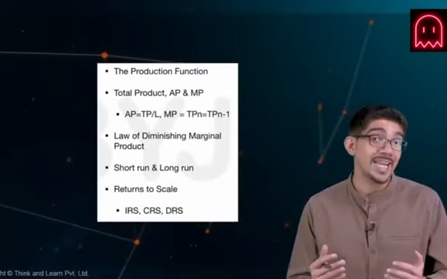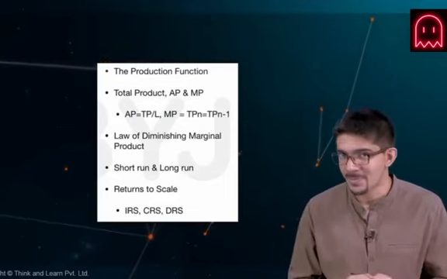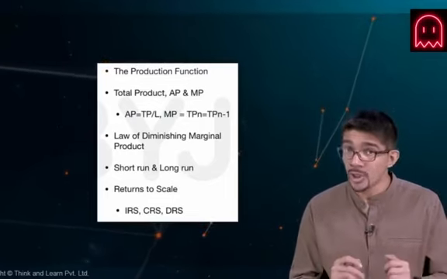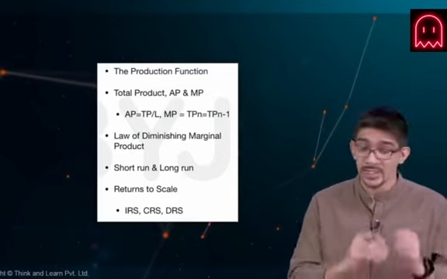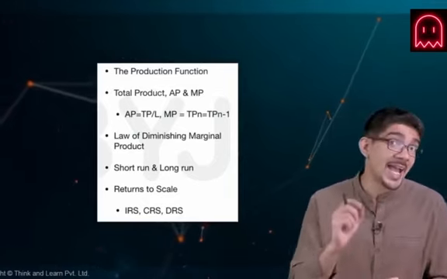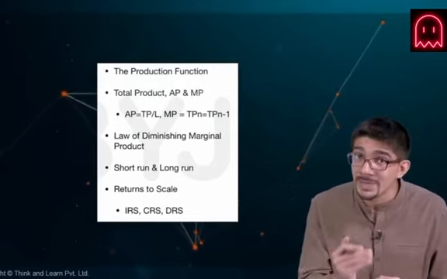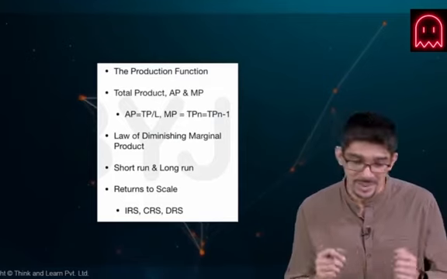Hello students, again we have finished the theory and the concepts and it's time to sit down and solve some problems. So first be clear with all the concepts such as the production function, the total product, the average product and the marginal product functions and their formulas, which is AP is equal to TP by L, MP is equal to TPn minus TPn minus 1, etc.